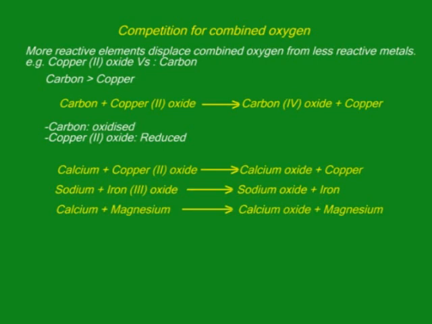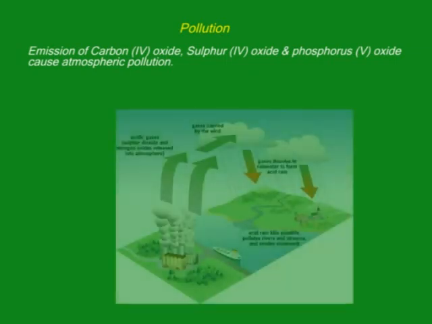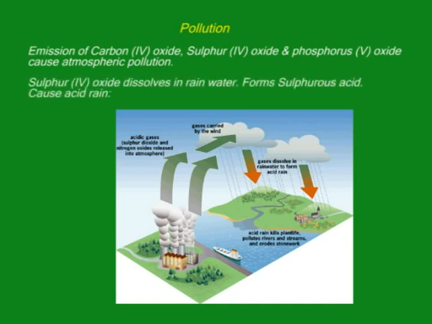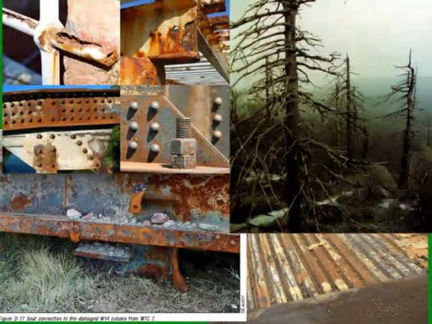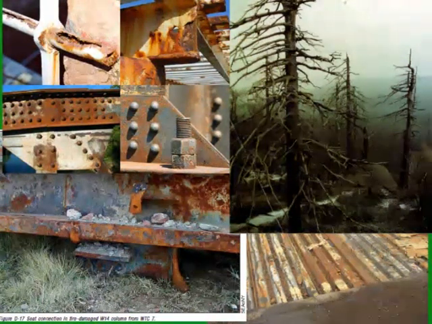Now we look at pollution, and the emission of gases such as carbon 4 oxide and sulfur 4 oxide and also phosphorus 5 oxide cause atmospheric pollution. The gases mainly come from combustion of fossil fuels. For instance, sulfur 4 oxide dissolves in rainwater and is converted to sulfurous acid, forming acid rain. This rain is responsible for corrosion of iron sheets, zinc roofings, buildings, as well as destruction of plants and aquatic lives.